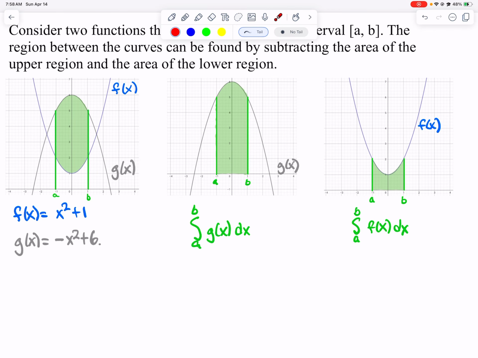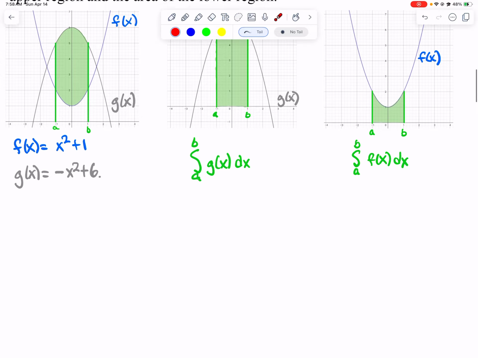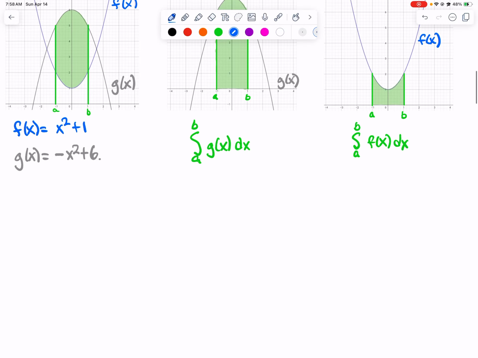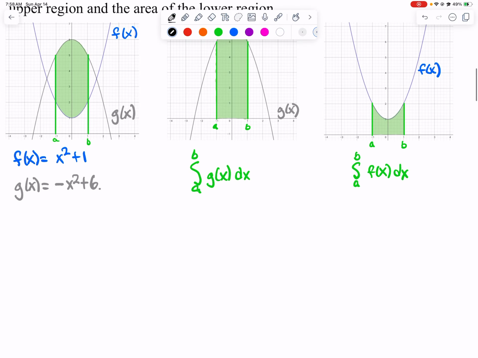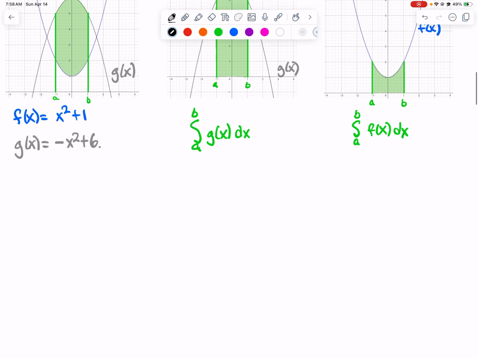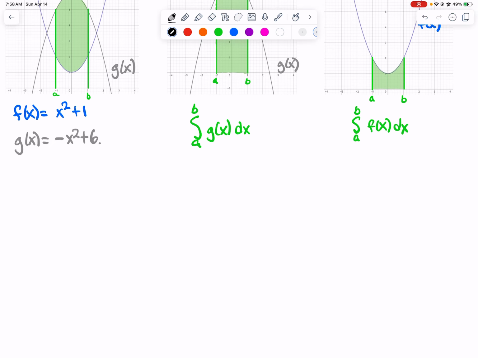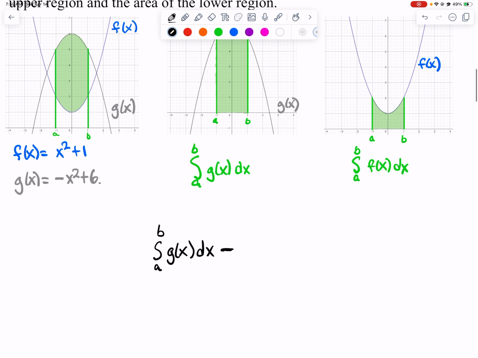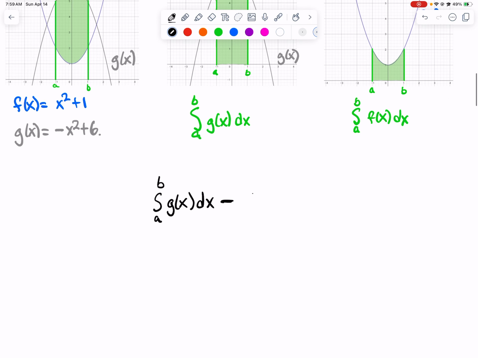So just reading off those definitions on top, if I want to find this region in between, I'm going to take this area under my first curve: the antiderivative of g of x dx with bounds a to b. I can subtract the antiderivative of f of x with those same bounds.